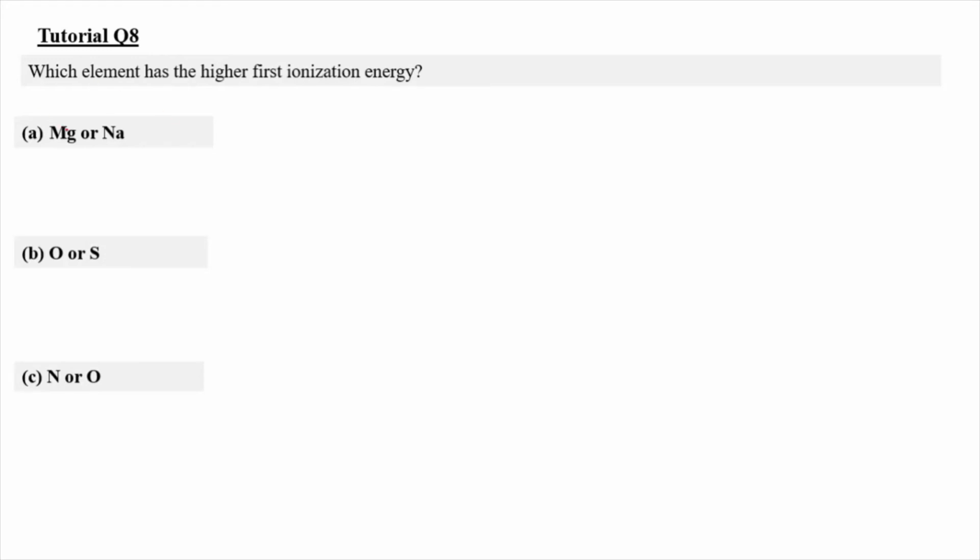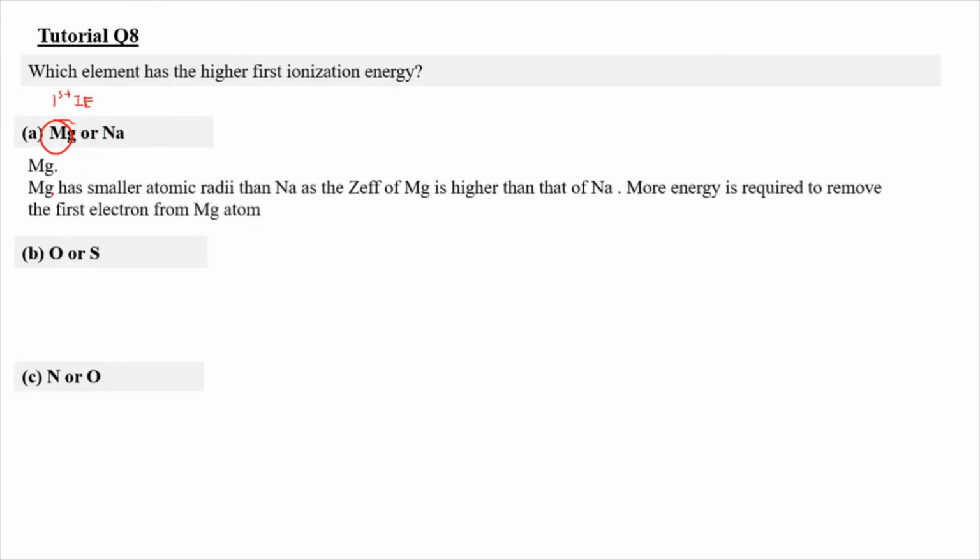Yes, magnesium. Magnesium is going to have a first ionization energy which is higher than sodium, because you know that magnesium has a smaller atomic radius than sodium. So as it goes across a period, the proton number increases and the Zeff increases as well. So more energy is required to remove one electron from magnesium, which is smaller in atomic radius than the sodium. And that is why magnesium will have the higher first ionization energy.